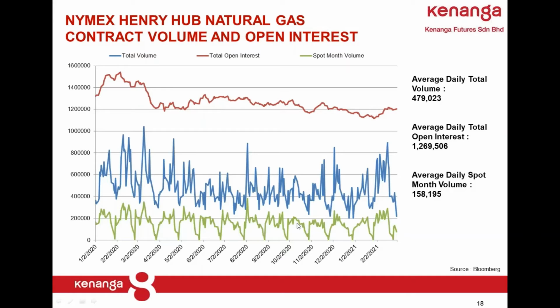Now, this will be some statistics about the futures contract. As you can see here, the red line will be the total open interest, followed by the blue line, which will be the total volume. Total volume meaning the total aggregated volume of all contracts available traded. And the green line, of course, will be the active spot month contract traded volume.